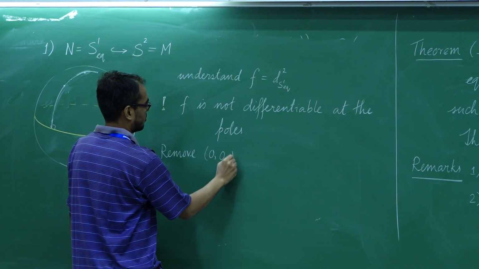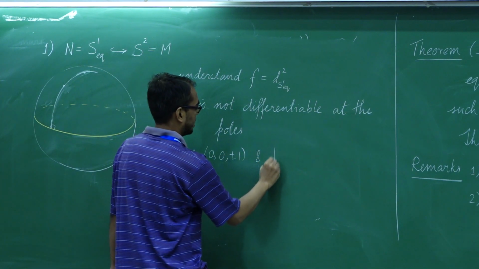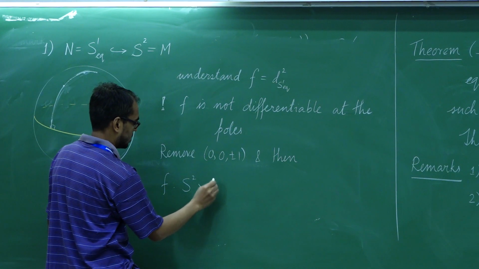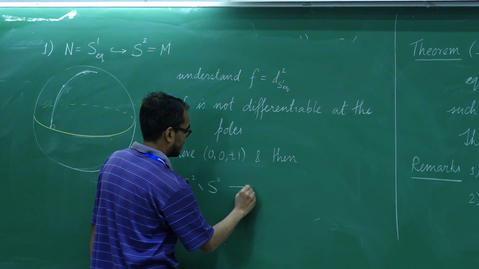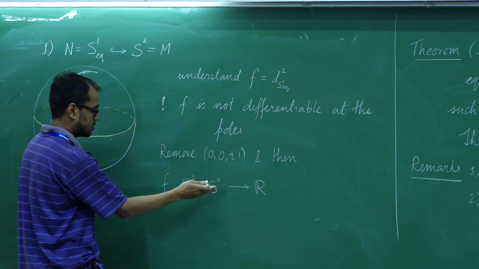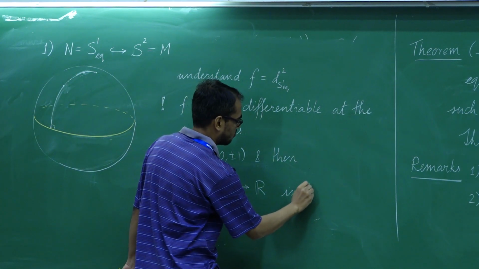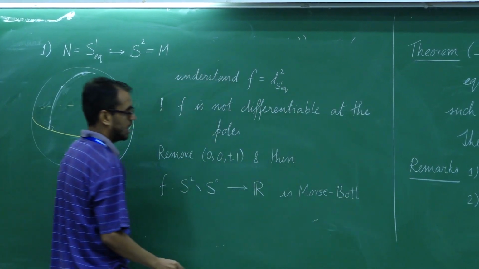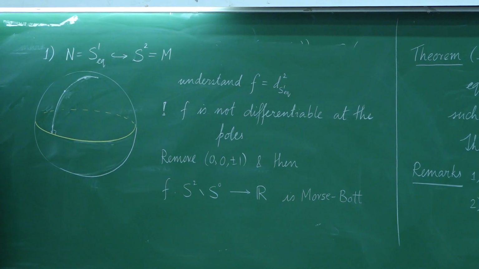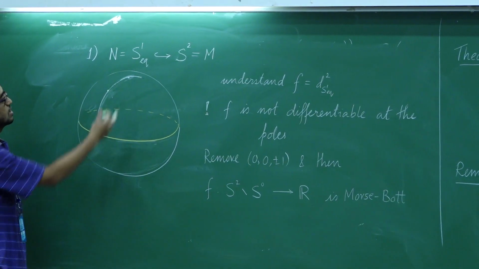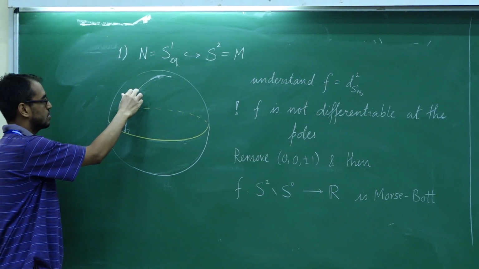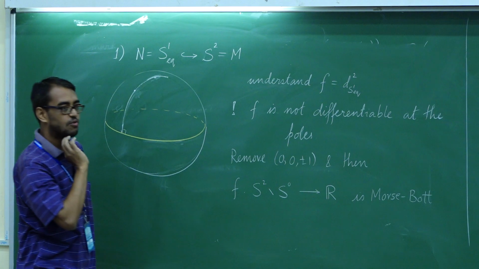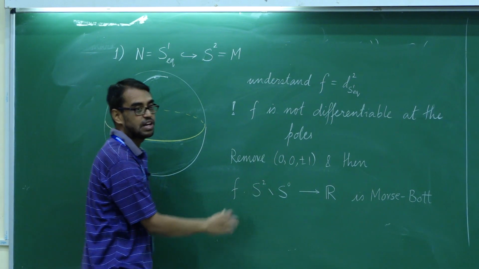We remove (0, 0, plus minus 1), and then it's an easy thing to check that S2 minus S0. This is still the same function, right? F restricted to this is what? And what would be the critical set? You're removing this and removing this, and then looking at the squared function, the distance from any point to the equator. So any guesses what the critical set of this would be? This is now an open manifold.